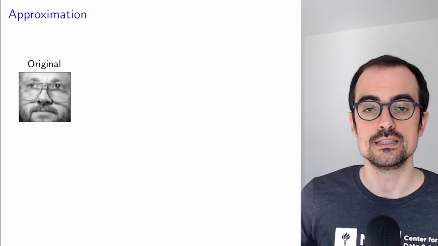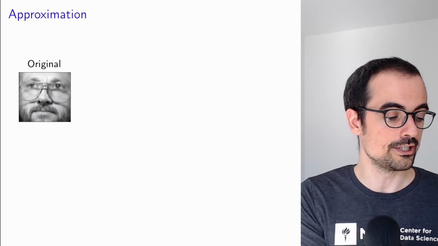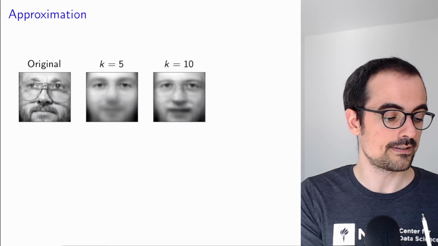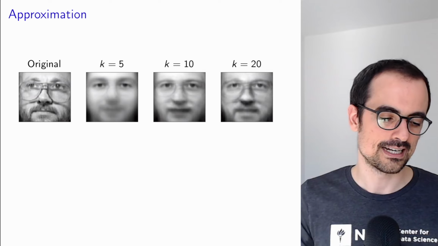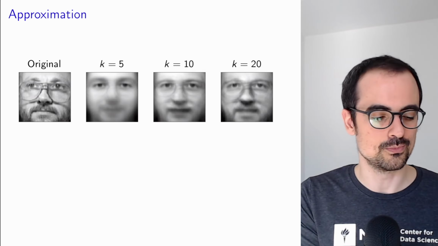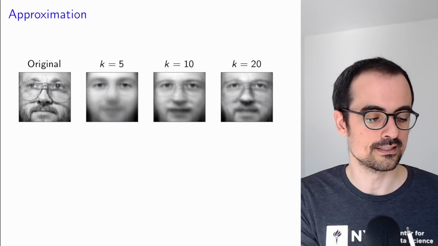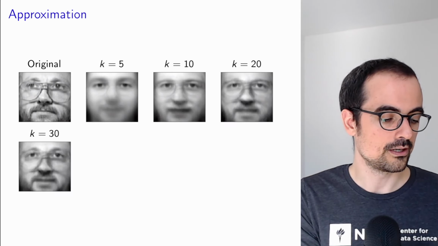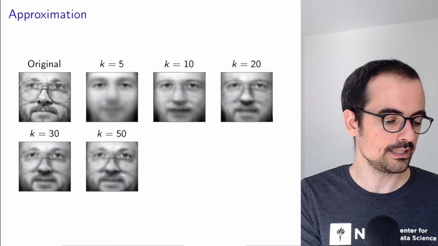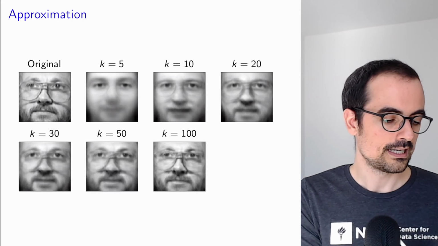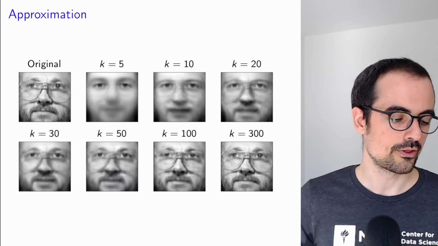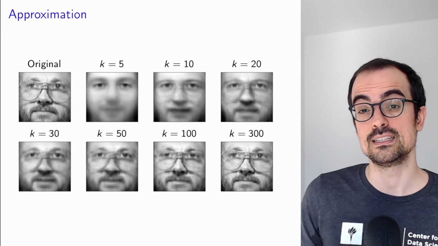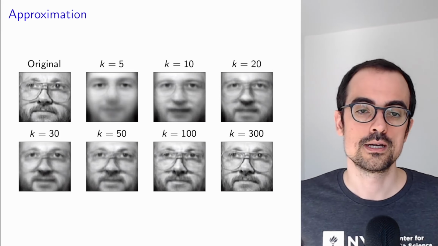Let's just visualize this approximation for different dimensionalities of the approximation. This is the original face, k equals 5, k equals 10. At 10, we can already capture glasses, kind of. At 20, we can capture mustaches. These are only 20 numbers. It's not so bad. At 30, we get much more details. 50. At 100, you already capture the fact that he's moving to the side. And 300 is the full dimensionality in this case because we only have 300 people.